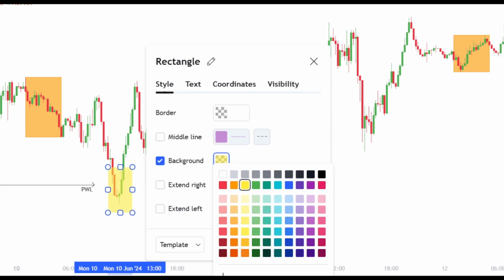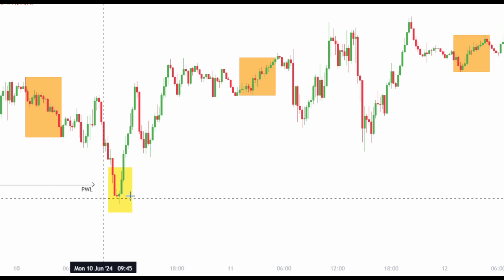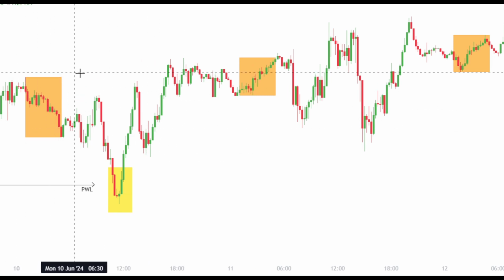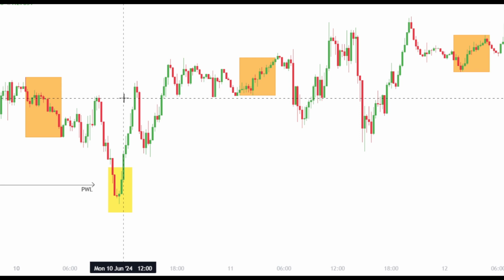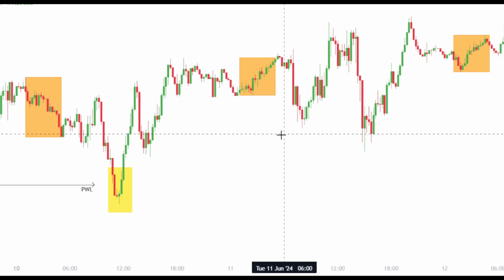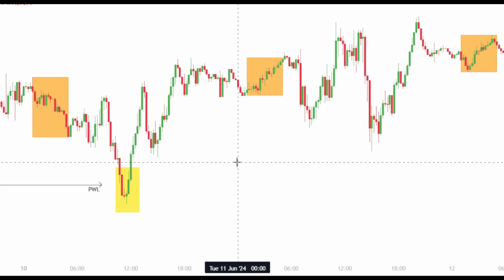Also, this corresponds with the Judas swing. This is the ICT Judas swing for Monday the 10th. Monday the 3rd low was swept by Monday the 10th. This is a major liquidity sweep in the markets. So this is now the ICT Judas swing.